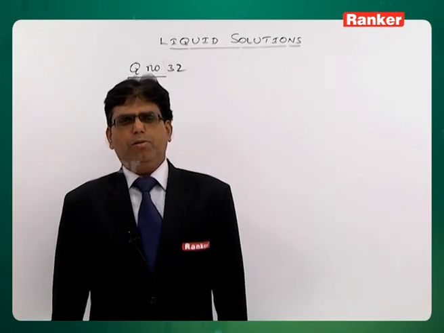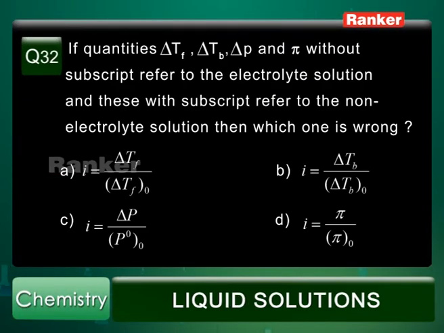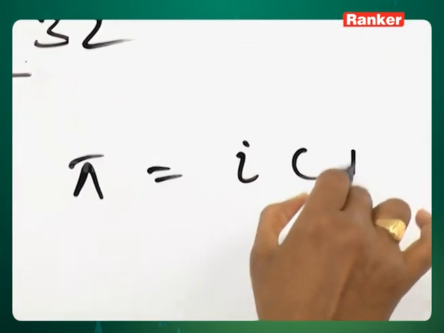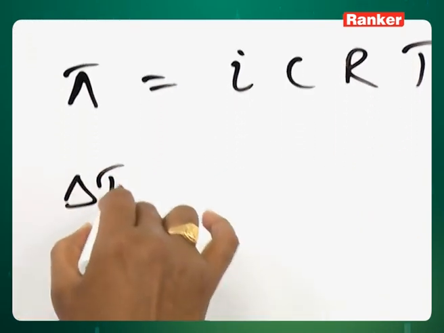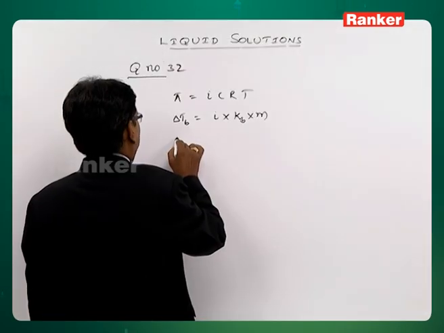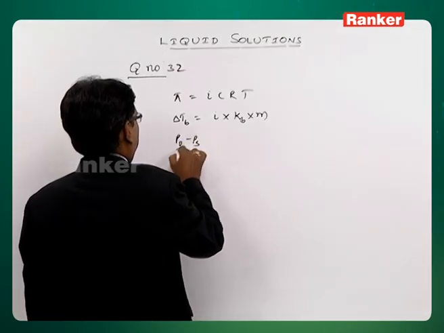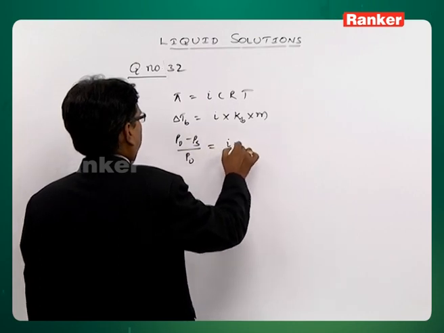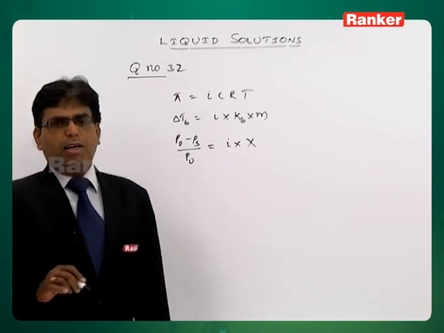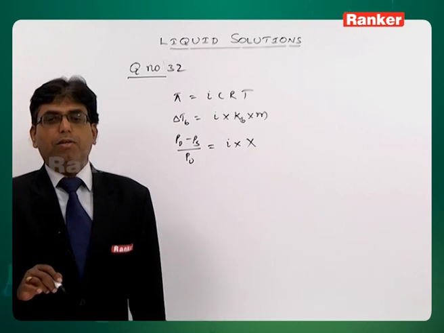In question number 32, it is given that the quantities delta Tf, delta Tb, delta P and pi without subscript refer to the electrolyte solution, which means there we are supposed to take i. That means pi equal to iCRT, or delta Tb equal to i into Kb into molality, this is for the electrolyte solution, and similarly (P naught minus Ps) by P naught is equal to i into mole fraction.